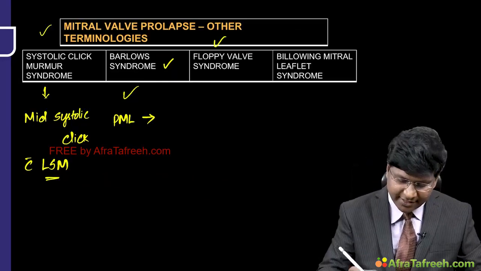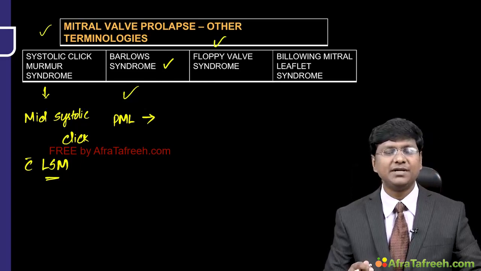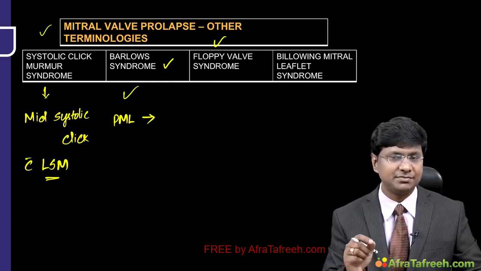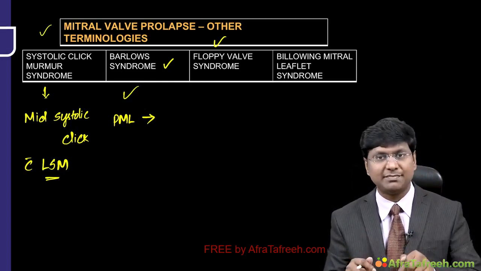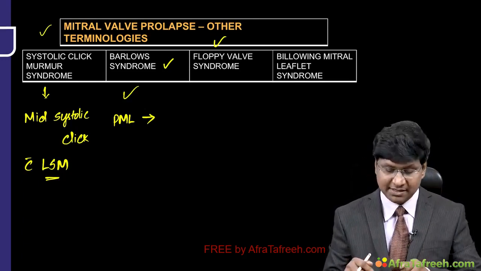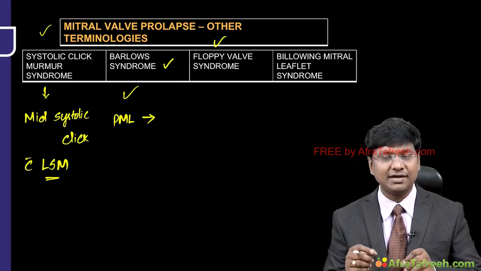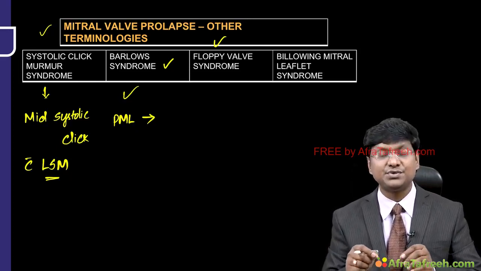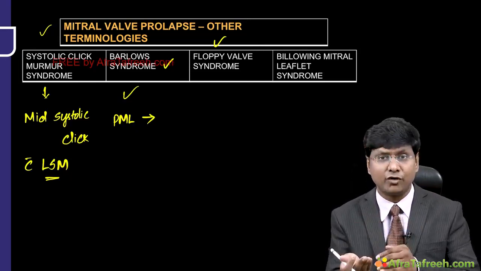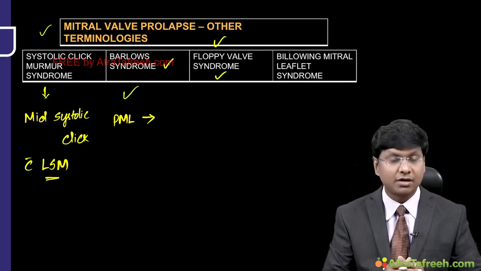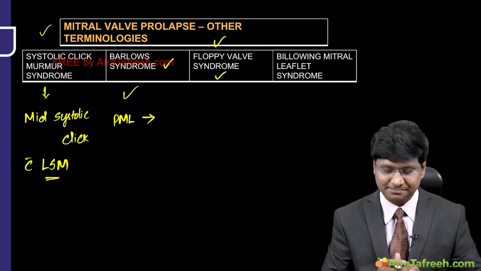Now, another name for it is floppy valve syndrome. Why is it called floppy valve syndrome? That is because the basic pathogenesis in patients with mitral valve prolapse is myxomatous degeneration, or a defect within the connective tissue of the mitral valve, and thereby the mitral valves become very floppy, and that is the reason why it is called floppy valve syndrome.